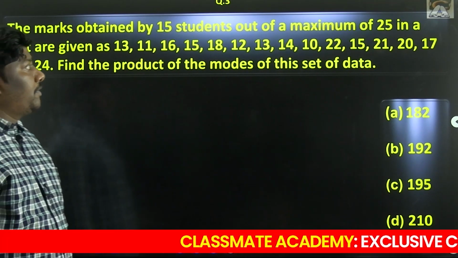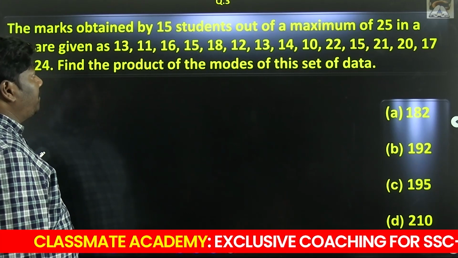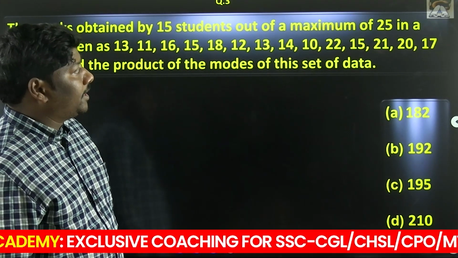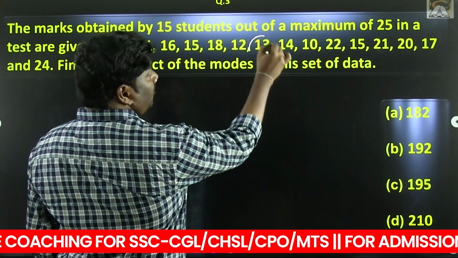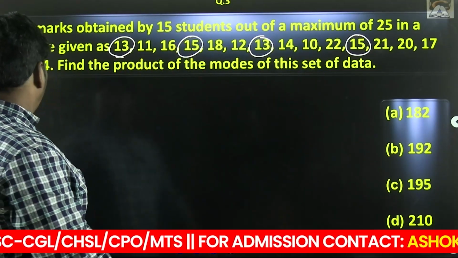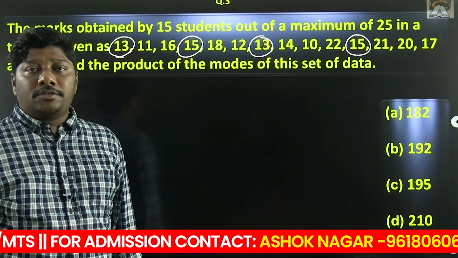The marks obtained by 15 students out of a maximum of 25 in a test are given as 13, 11, 16, 15, 18, 12, 13, 14. You can see two 13s here and two 15s here. He is asking you to find the product of the modes of this set of data. So you need to find out the mode.